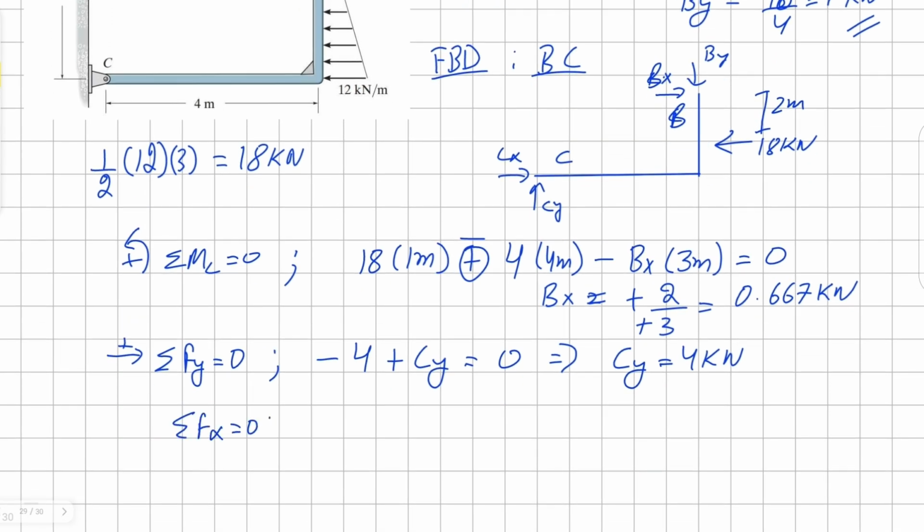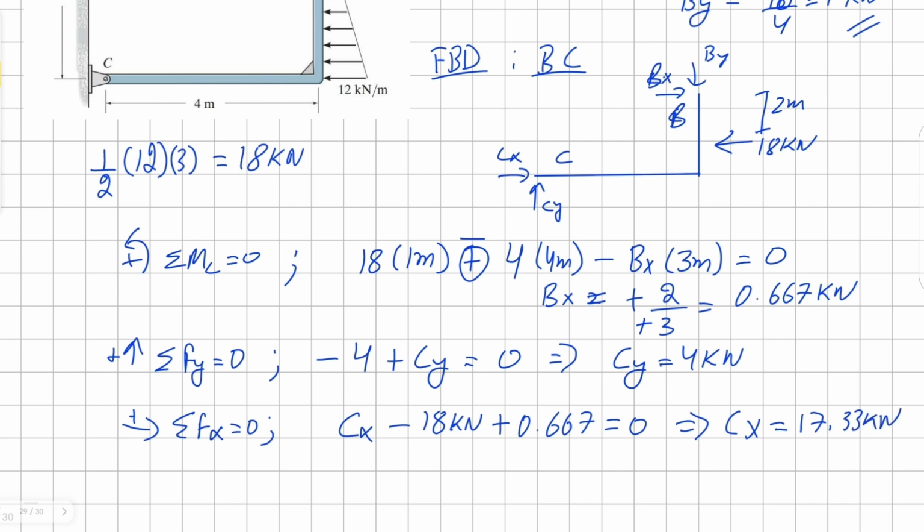Now let's sum the forces in x direction for Cx. And this is going to be positive Cx, negative 18 kilonewton, and positive 0.667 kilonewton, all equals to 0. Solving for Cx, we get positive 17.33 kilonewton.